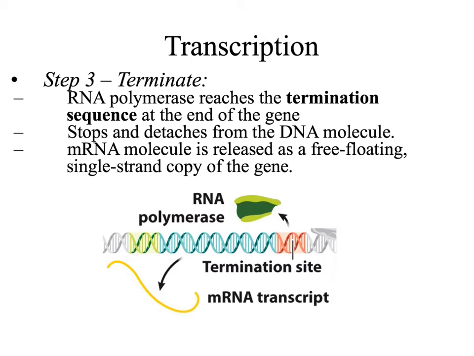The third step of transcription is termination. In this step, the RNA polymerase reaches a termination sequence in the DNA. This is just a section of DNA that tells the RNA polymerase that it's time to stop. The termination site is at the end of a gene. When the RNA polymerase hits the termination site, it falls off of the DNA and is able to go back and read another gene at a later time. The mRNA molecule is released and is now floating in the nucleus of the cell.